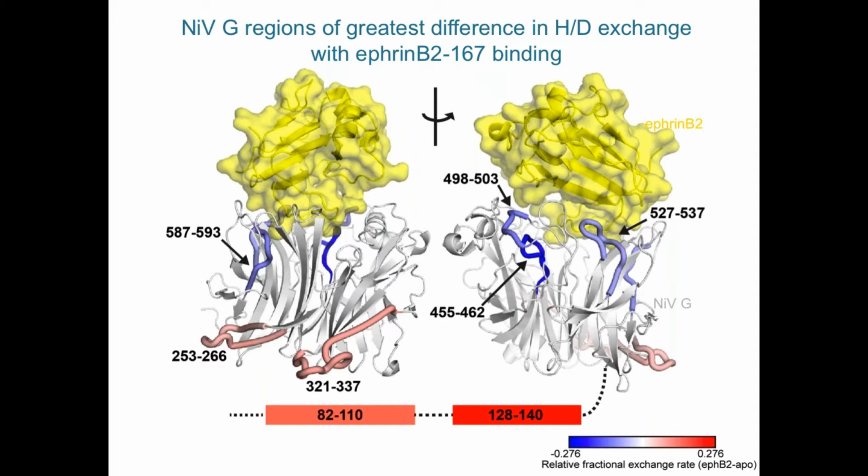The regions with the most decrease in exchange are colored blue, and they are regions which directly contact the FNB2 monomer. The regions with most significant increase in exchange are two regions, one in the globular domain and one in the stalk, and these are colored in red. Residues 253 to 266 and 321 to 337 form a contiguous region on the opposite side of the FNB2 binding interface. Regions 82 to 110 and 128 to 140 are part of the predicted alpha helical stalk domain.